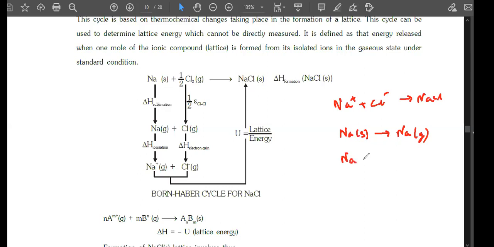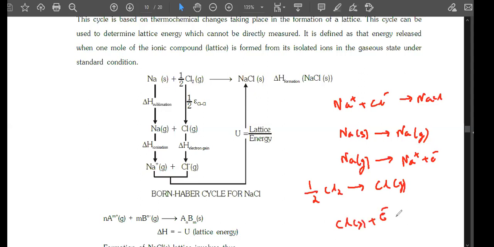This Na gas should be converted into Na plus and an electron. Okay, everyone. So this is about Na. Let's see about Cl. So we have half Cl2. First, this has to be converted into Cl, just Cl, because it's already half now. So Cl gas, right? Then this Cl gas should gain one electron to form Cl minus.